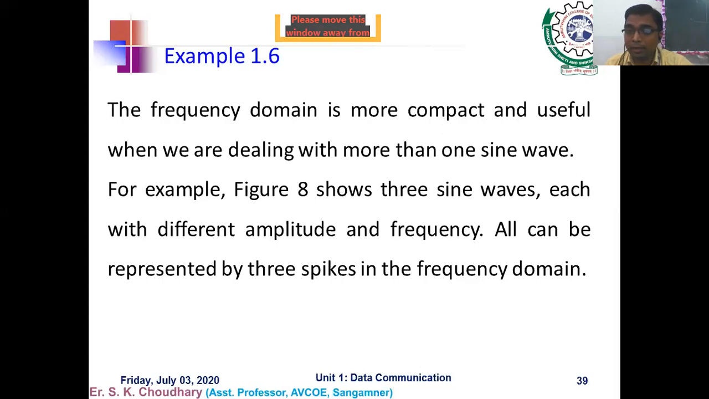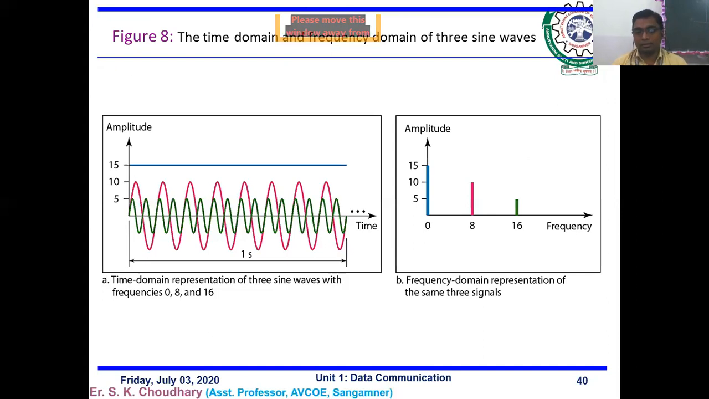But in the frequency domain, even with 10 signals having 10 different frequencies, you only require 10 spikes at different frequencies. So it is very easy to understand what is going on with the signal. It is more compact and useful when we are dealing with multiple sine waves. Now the next figure, figure 8, shows 3 sine waves, each with a different amplitude and frequency, and all could be represented by 3 spikes in the frequency domain. This is the situation that I am going to discuss.